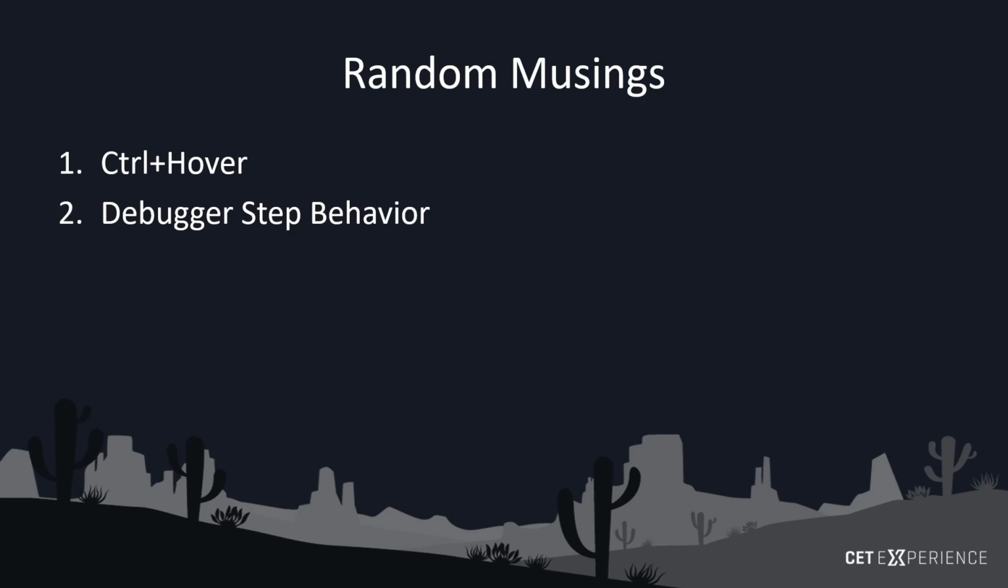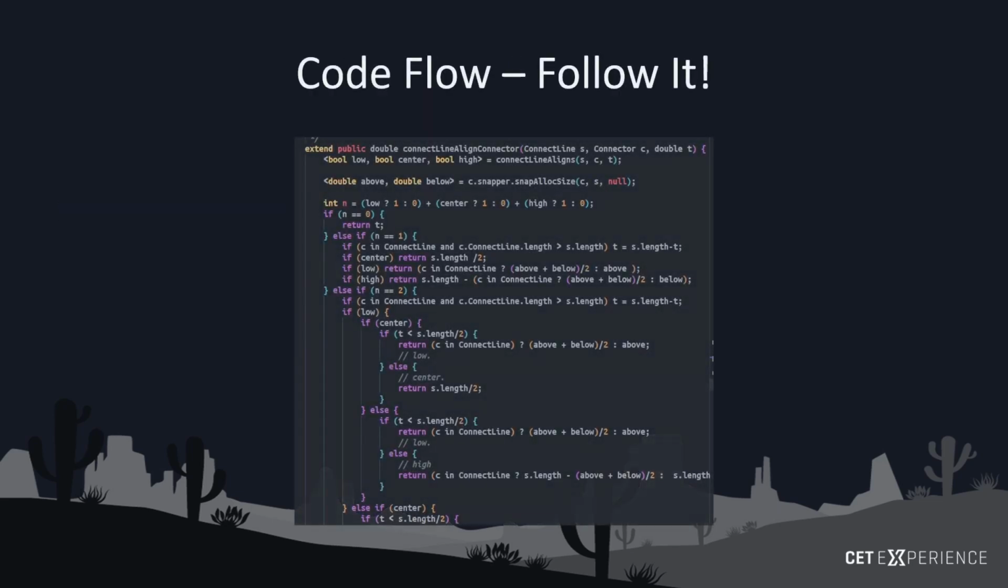So there's just some things that I've discovered there. And one of the things that I think is probably going to be the most powerful with debugging is using the debugger to follow the flow of the code. Because sometimes, especially inside of CET, there's lots of moving parts. And so I think sometimes you end up in a method, kind of like this one that I've got here on the screen with the connect line to lines.